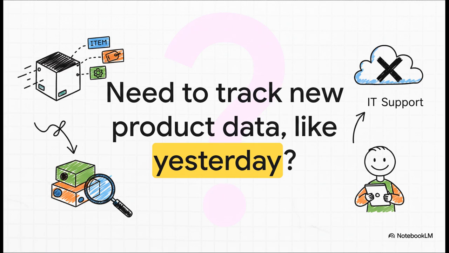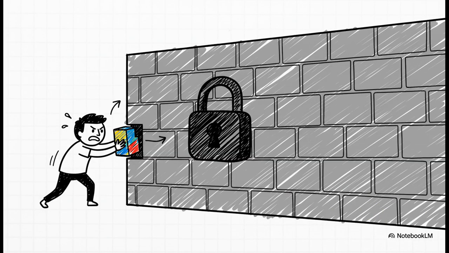You need to start tracking a new piece of info for your products, maybe a compliance status or a new material property, and you needed it like yesterday. But the answer you get is, "Oh, that's a major system change. It's going to take weeks, maybe months." And right there, you've just slammed into the wall of a rigid data model.